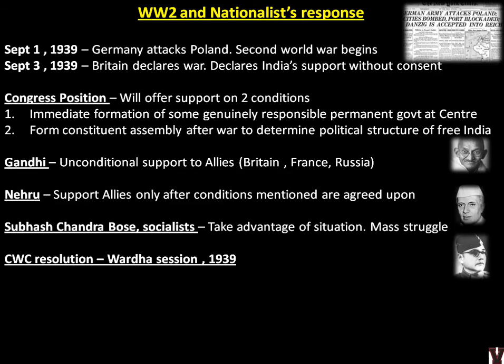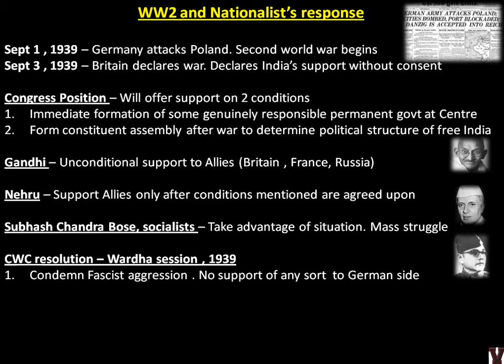The Congress Working Committee resolution at the Wardha session, 1939. This is not the INC session, make a note, this is a separate session of the Congress Working Committee. In that session, they condemned fascist aggression. They were not ready to support Britain immediately, but they were not ready to support anyone else also, because even though they hated Britain, they did not want to go and support Germany at that time because of the German fascist policies.